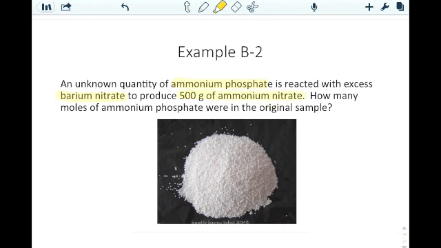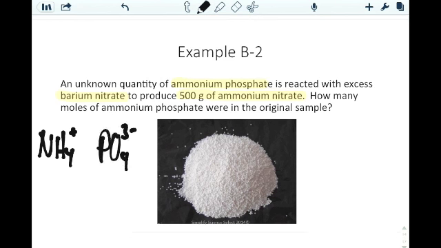How many moles of ammonium phosphate were in the original sample? So when I'm working this one out, I first have to start with my balanced chemical equation. The first thing I have, my first reactant, is ammonium phosphate, which is NH4 with a positive charge, and phosphate is PO4 with a -3 charge.